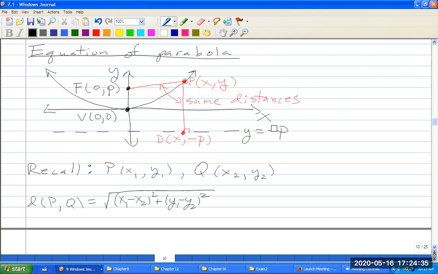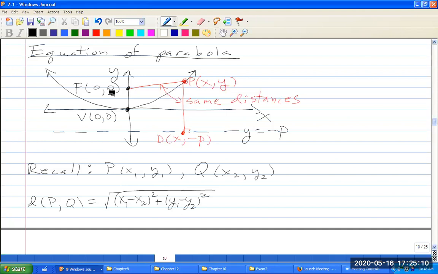equals negative p, meaning that the vertex is at the origin. So I want the vertex to be at the origin, the focus to be along the y-axis, and the directrix to be parallel to the x-axis. I put this in the first quadrant, but I'm not really saying that p is just the way I've drawn it. It looks as if p is positive, but it doesn't necessarily have to be.